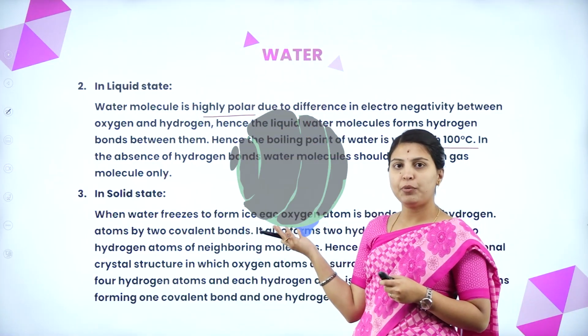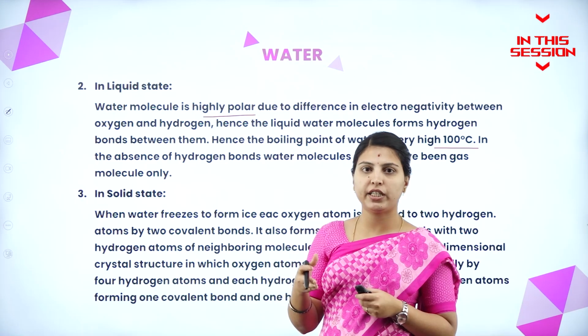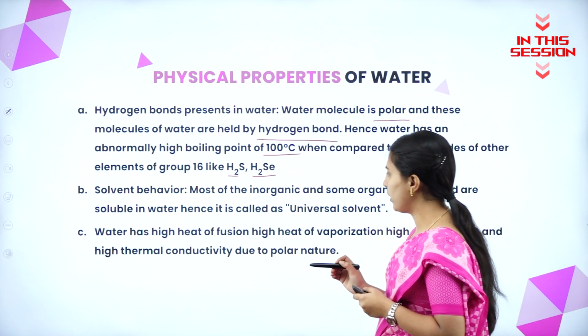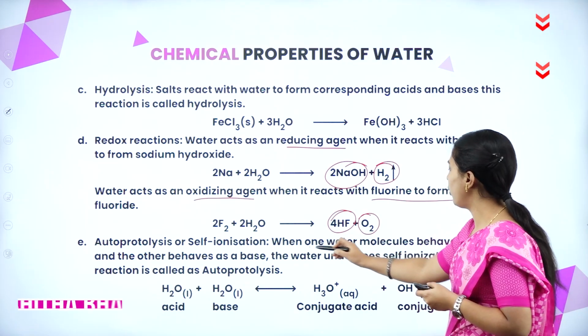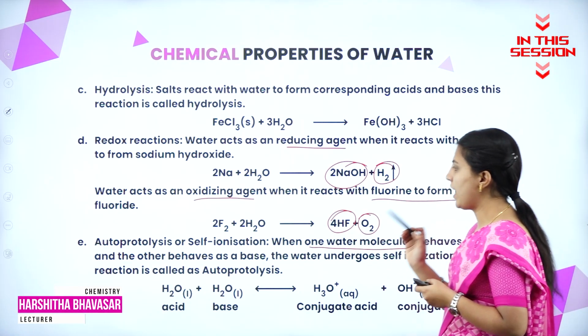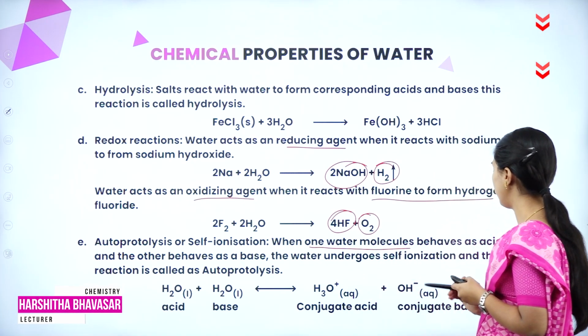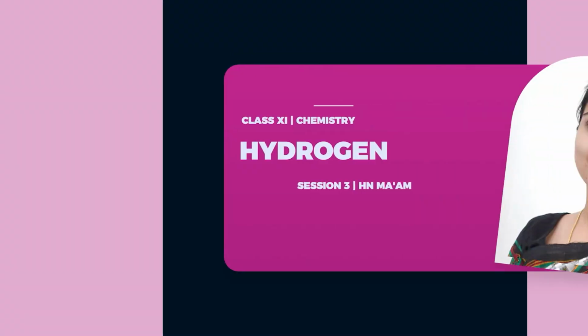We know that water molecule is highly polar in nature, having a large electronegativity difference between hydrogen and oxygen. Most of the inorganic and some organic compounds are soluble in water, hence it is called the universal solvent. When one water molecule behaves as an acid and the other behaves as a base, the water undergoes self-ionization, and the reaction is called autoprotolysis.